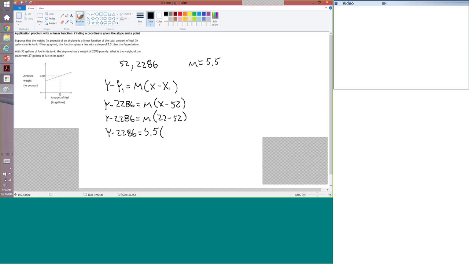This is the last one. I can't make too many more mistakes, right? 27 minus 52 will yield a negative 25. I want a calculator for that one. 5.5 times negative 25 is going to give us negative 137.5 on the right side there.